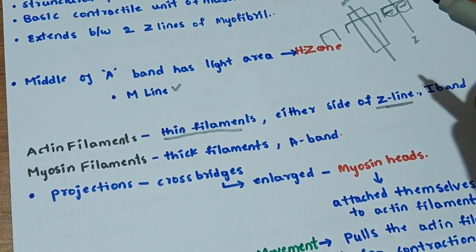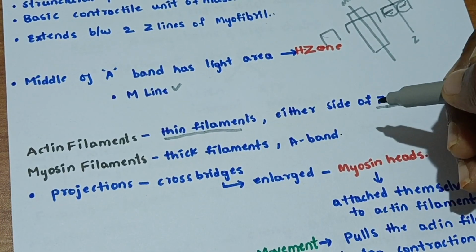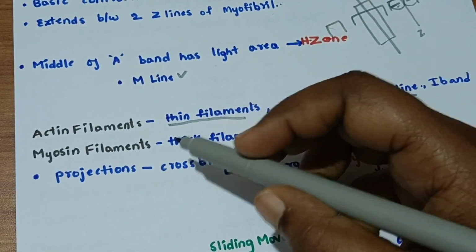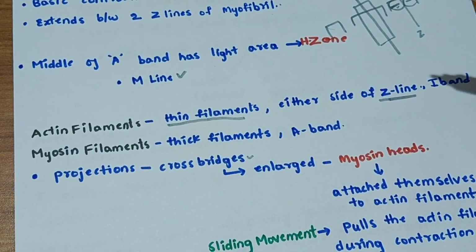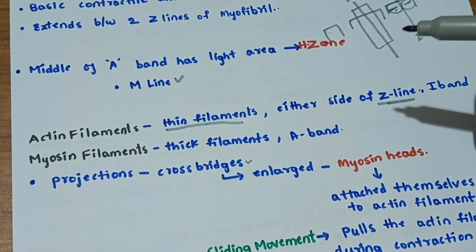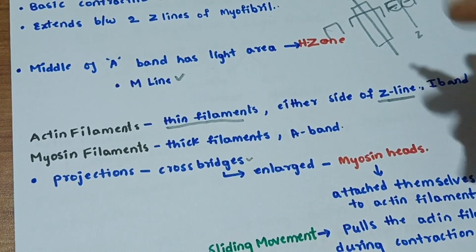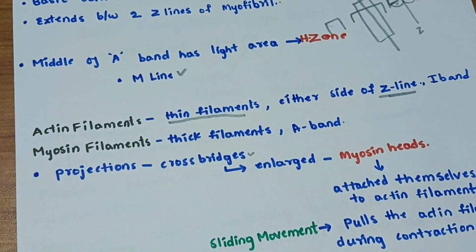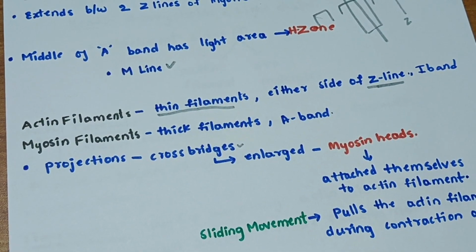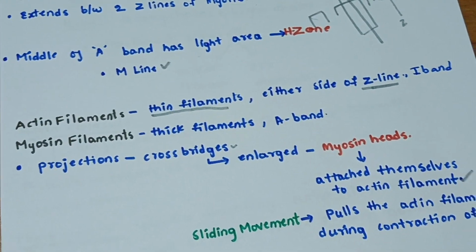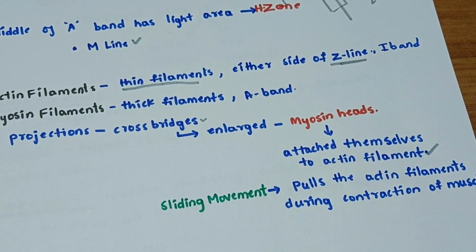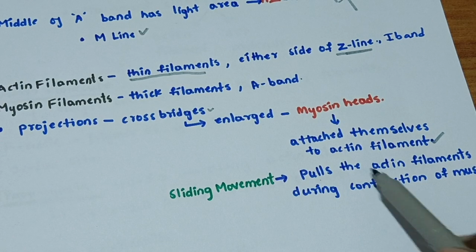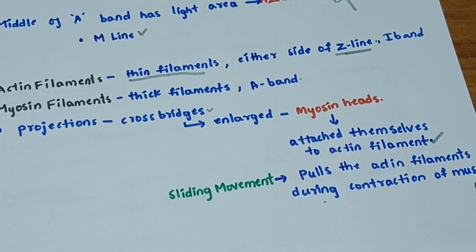Myosin filament is a thick filament, known as the anisotropic band, the A band. The projections are cross bridges; the enlarged parts are known as the heads of the myosin filament. The myosin heads attach themselves to the actin filament during contraction, and the head pulls the actin filament during contraction of the muscles.